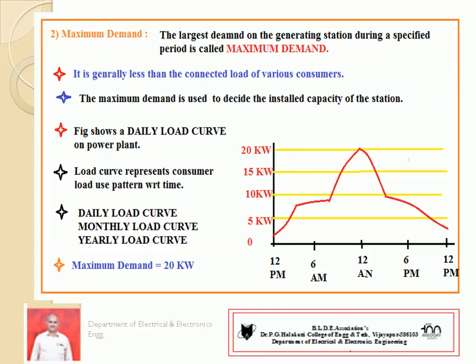The next definition goes to maximum demand. Maximum demand means after plotting a graph, you observe the maximum load that occurs at a particular time. It is known as maximum demand. Getting the idea? Now from the graph it is clear that 20 kilowatts is reached in the afternoon. Hence 20 kilowatts is the maximum in this load curve. This is the meaning: maximum demand means the maximum load reached in that respective time.